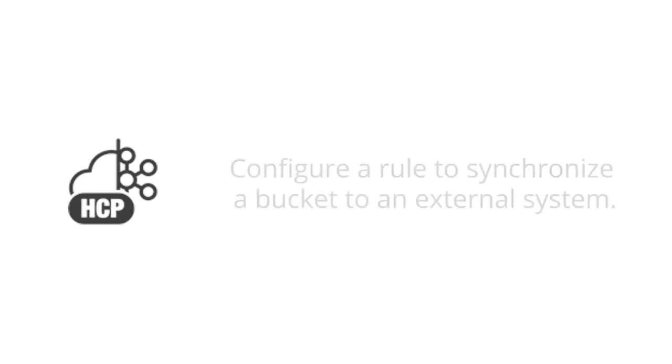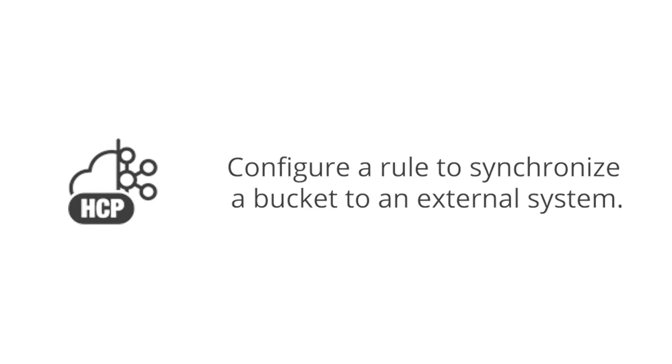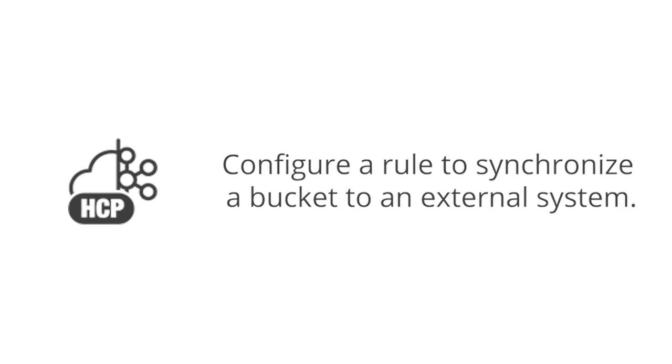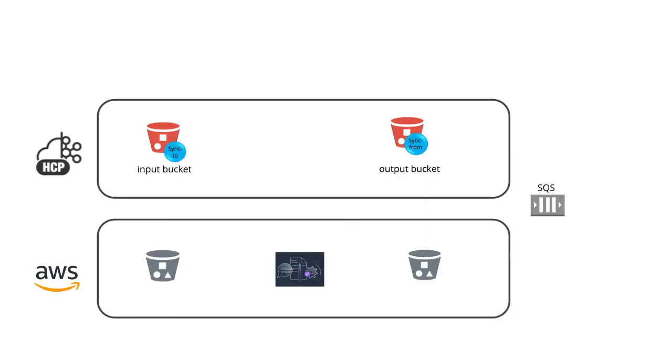In this video, we'll show you step-by-step how to use Hitachi Content Platform for Cloud Scale to configure a rule to synchronize a bucket to an external system for backup or further processing of objects placed in the bucket. For this example, we'll use an existing HCP for Cloud Scale bucket as the bucket with a synch-to rule, and an existing Amazon Web Services or AWS bucket as its target.